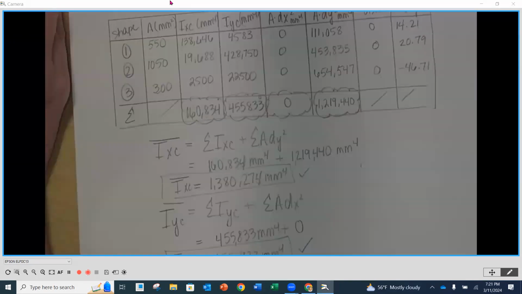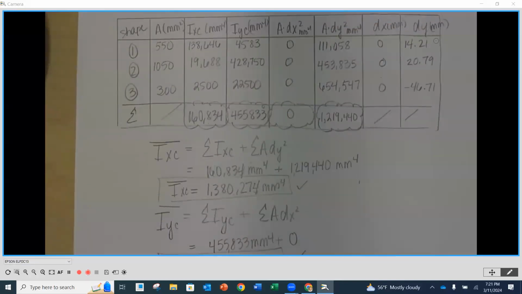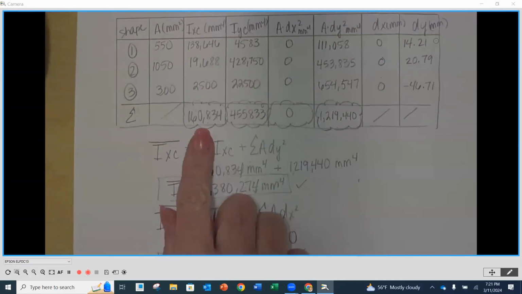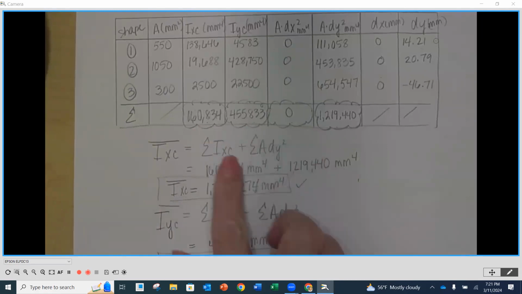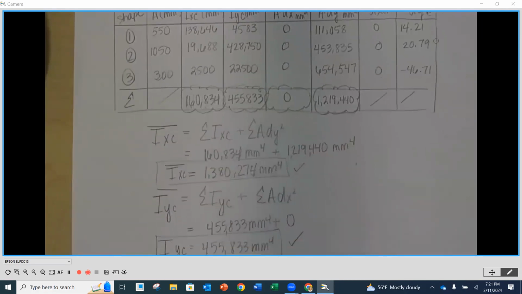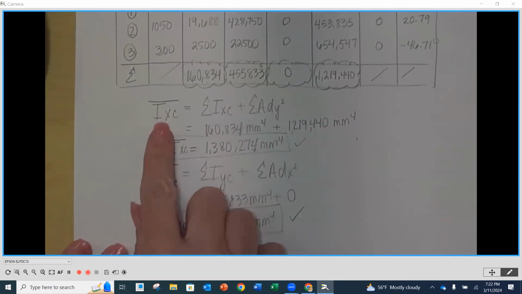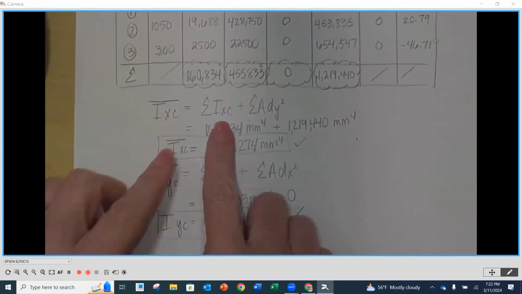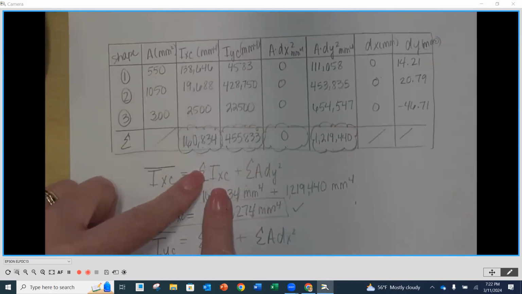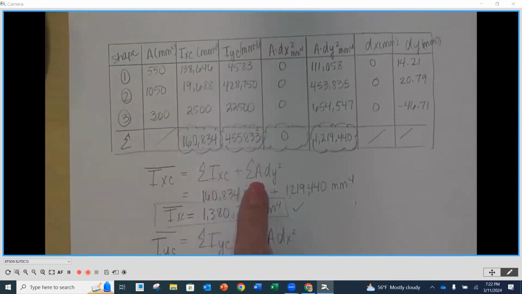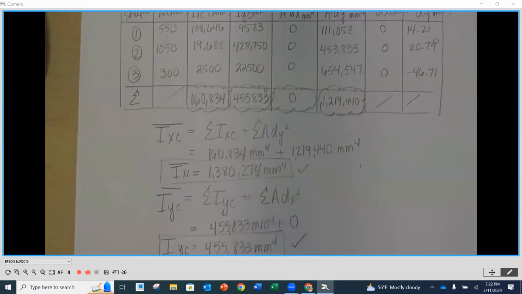Okay, so as we are wrapping up this problem, you should have gotten the values that we see down at the bottom of the chart. Then we plug those into the moment of inertia about the centroidal axis total for the X and for the Y, using the summation of the IXCs right here, plus the summation of the area times the DYs. Adding those two numbers together, we get 1,380,274 millimeters to the fourth.